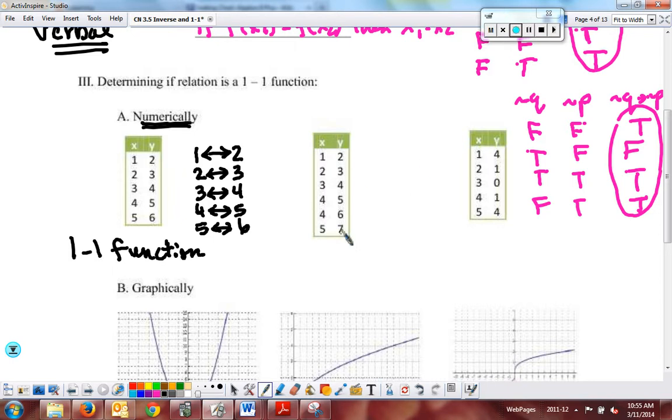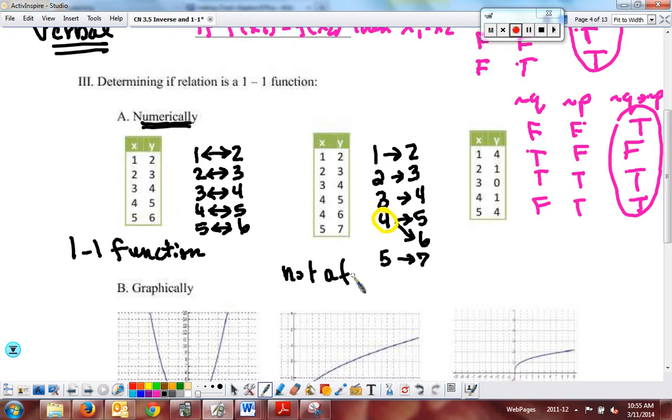All right, is the second scenario a function? Now, I have 1 going to 2, 2 going to 3, 3 going to 4, 4 going to 5, 4 going to 6, and then 5 going to 7. Does everybody see how you have one x value that has two y values? So it's not a function. We do not consider one-to-one property unless you actually have a function to start with. So this is not a function. We don't even consider one-to-one.